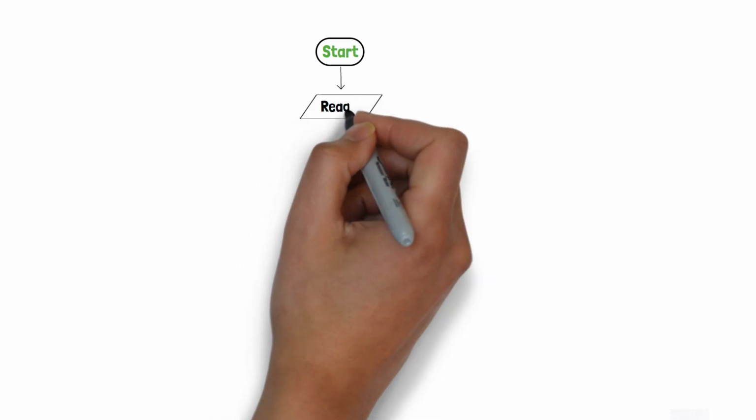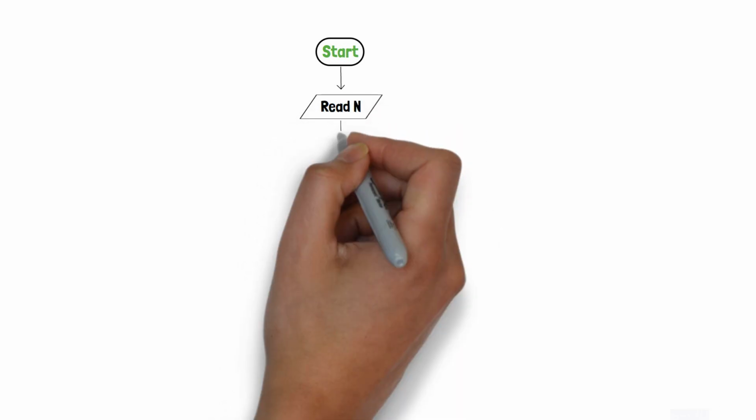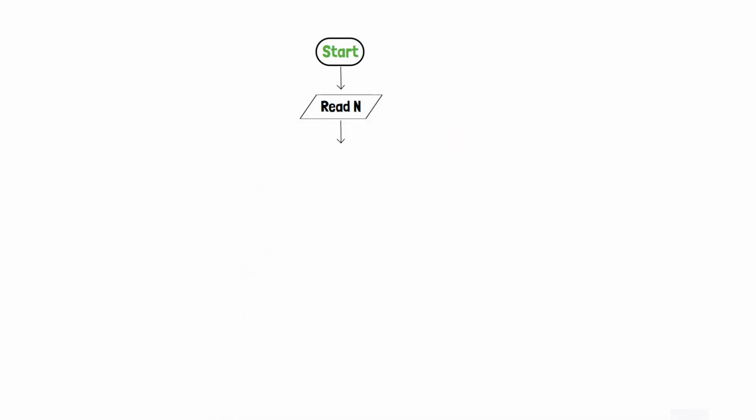To begin the program, we will first create a starting terminator. We will now construct an input component to receive an upper limit from the user and store it in variable n. Moreover, let us define two variables in a process box, pro and I, and set their initial values to 1.